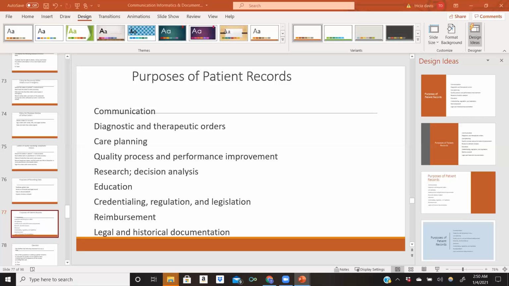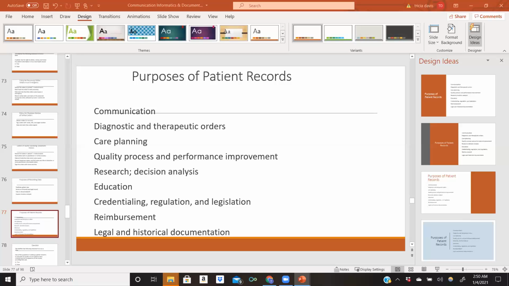It helps with decision analysis. Information from record reviews often provides the data that administrative and strategic planners need to identify needs, as well as the means and strategies most likely to address these needs.